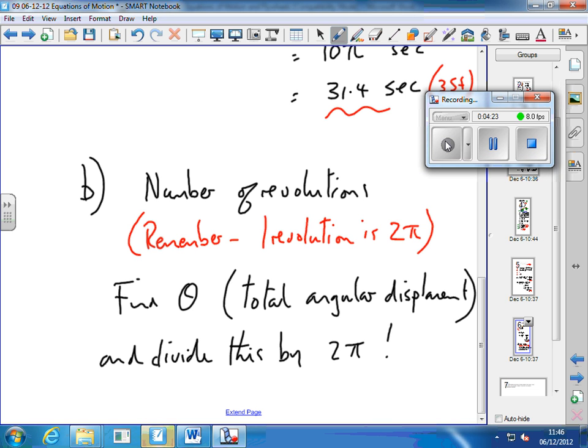Okay, that's what you do in situations like that. If I'm interested in the number of turns it's going to go through, I've got to find the total angular displacement, theta, and then divide that by 2 pi. It will give me the number of revolutions. So that's what you've got to do in this situation. Carry on and see if you can work out the final answer. Find theta, and then divide that answer by 2 pi.